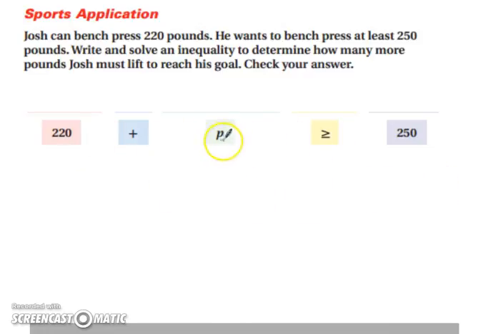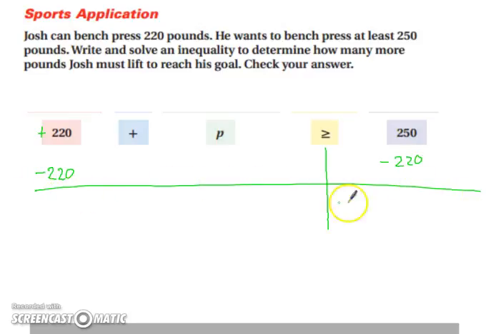Well, we want to get our variable by itself. So we're going to separate both sides of our inequality. And we're going to subtract 220 because this is a positive 220. So the inverse of positive is negative. So we have 220 and subtract 220 from both sides. And that leaves us with a p on the left-hand side and 30. So he needs to bench press at least 30 more pounds to reach his goal.